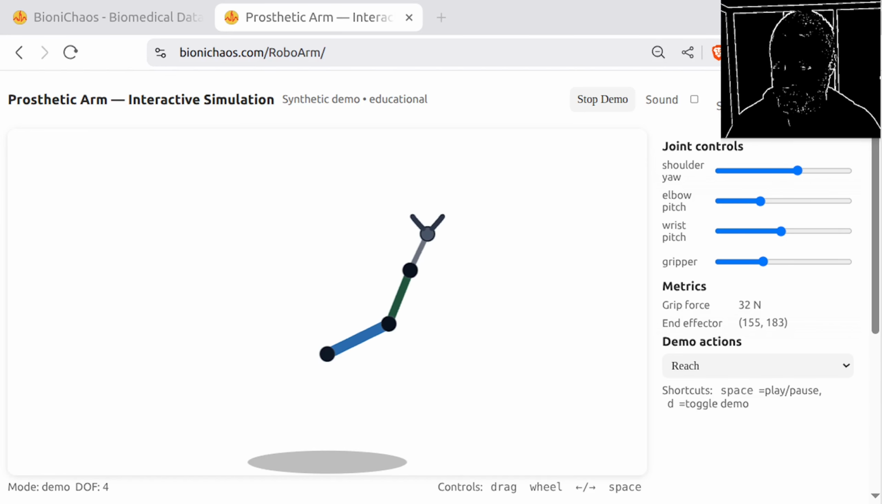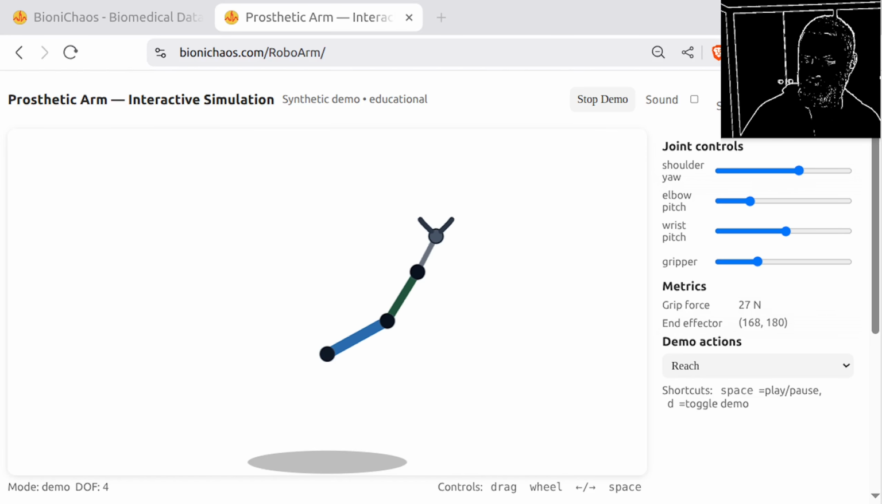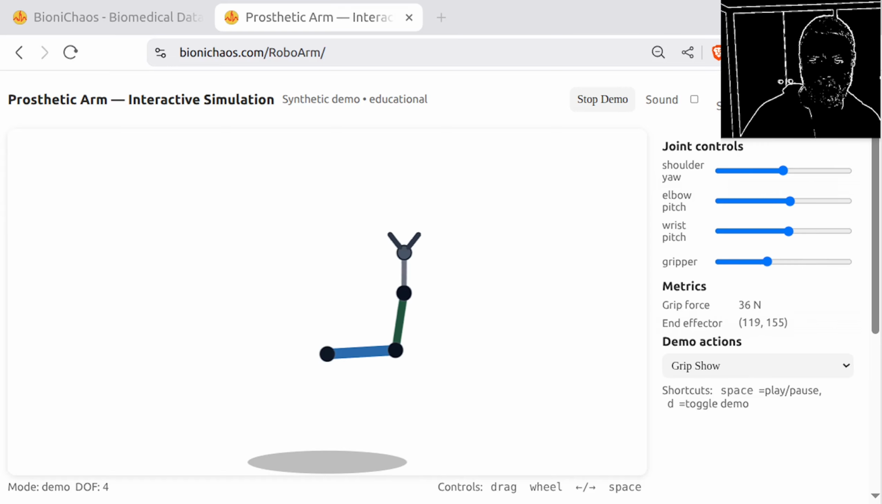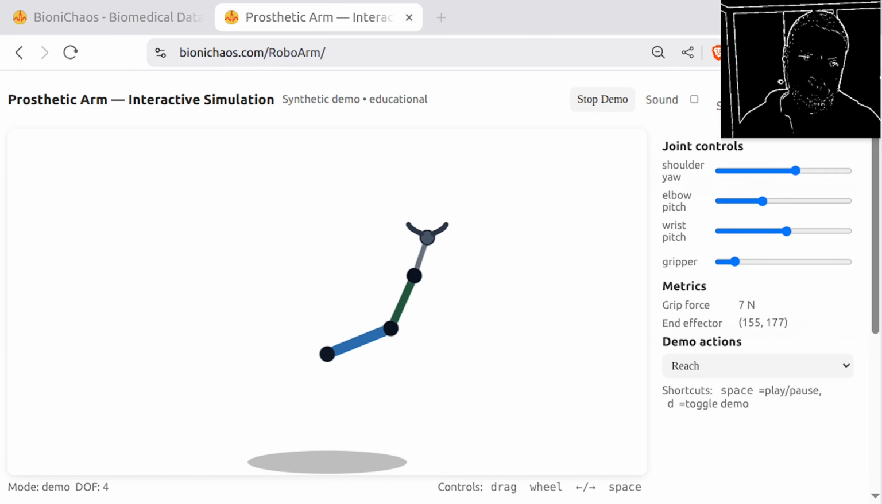Okay, so what was the original question? Why do you need to look at the code? The original question was about the relationship between the joint controls and the resulting grip force and end effector position. Looking at the code would help us understand the specific mathematical models and algorithms used to calculate these values, providing deeper insight into the simulation's logic and how the manual controls influence them.